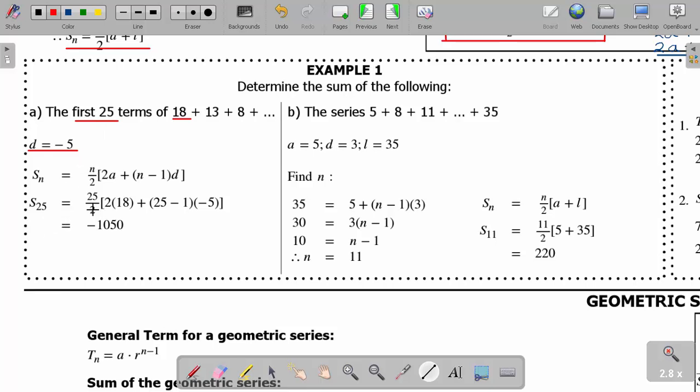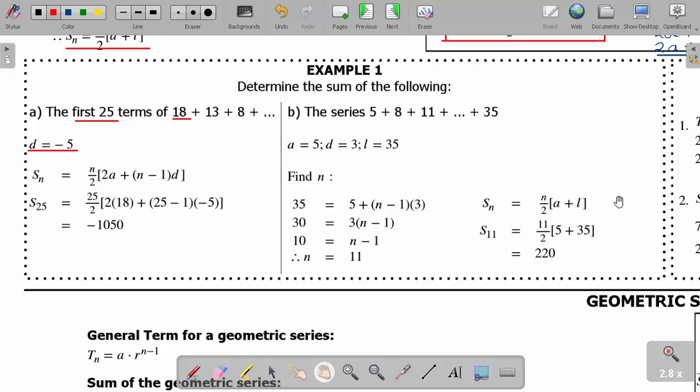I'm going to put 25 where there is n, and 25 here as well. What's my common difference? Negative 5. So when I simplify it, I'm going to get negative 1050. That's my answer, the sum of the first 25 terms of this arithmetic series. Hope we are together.